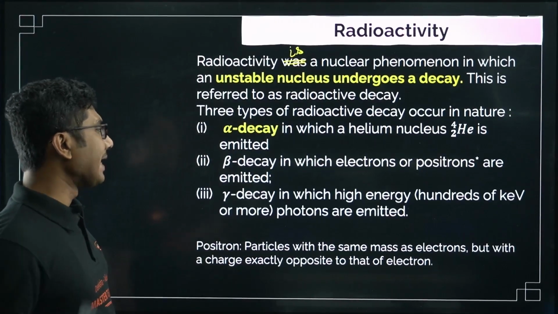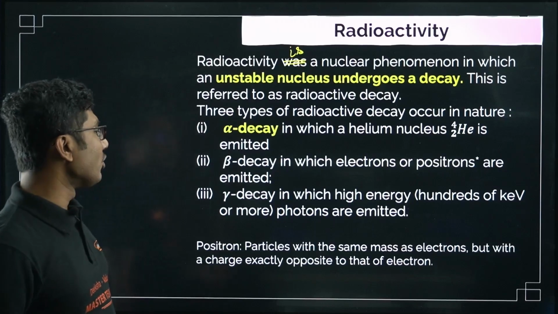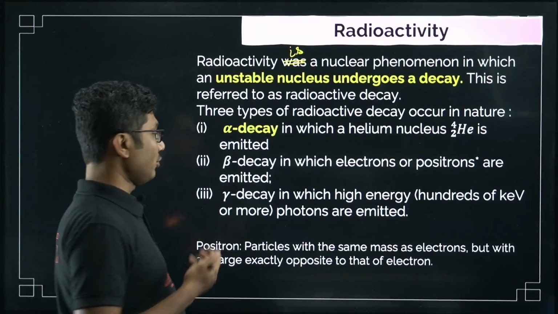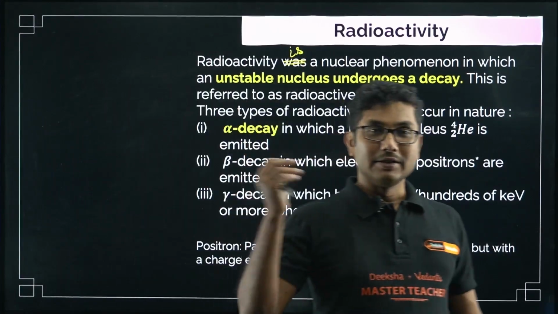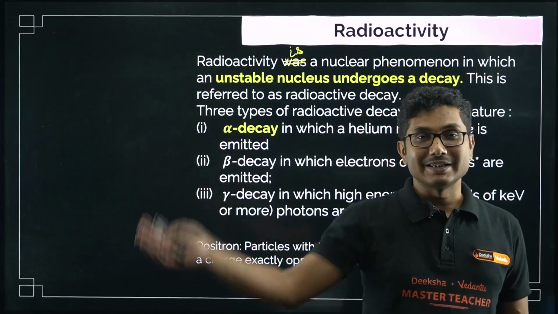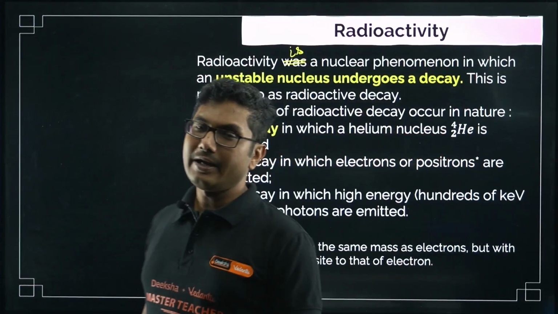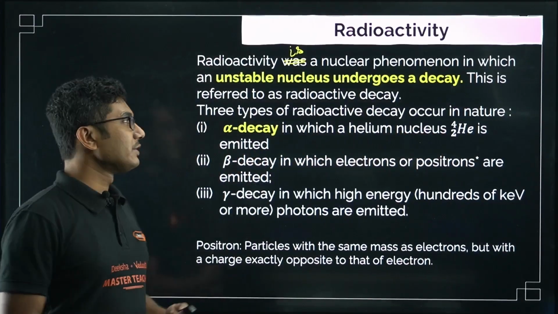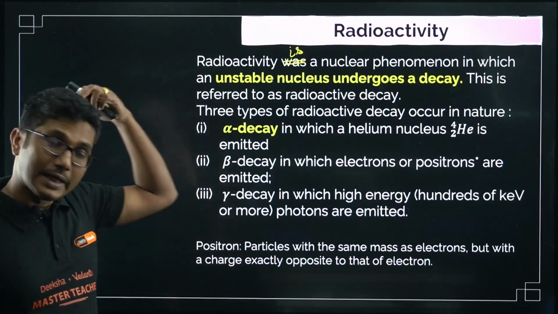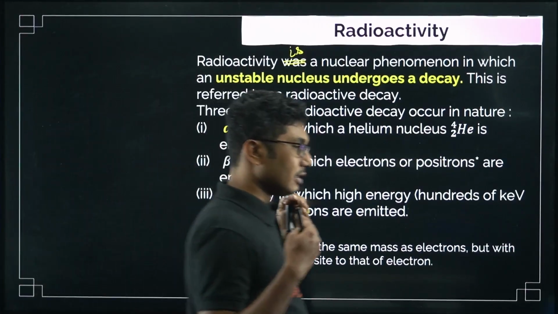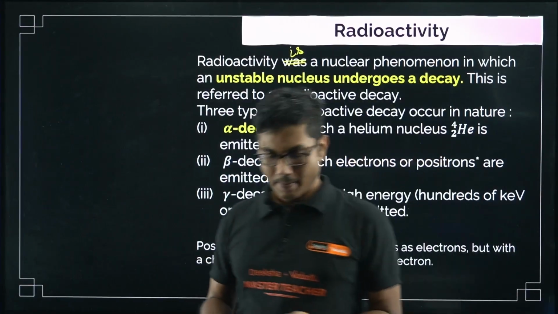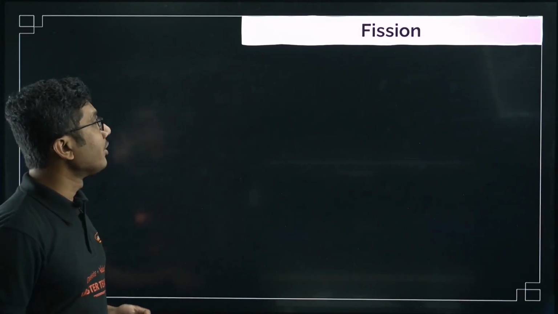Gamma decay: high energy photons, hundreds of keV or more, are emitted. So gamma decay is when the nucleus itself emits a high energy radiation from inside and gains stability. So these are the three types of decay possible in radioactivity. Let's move on.